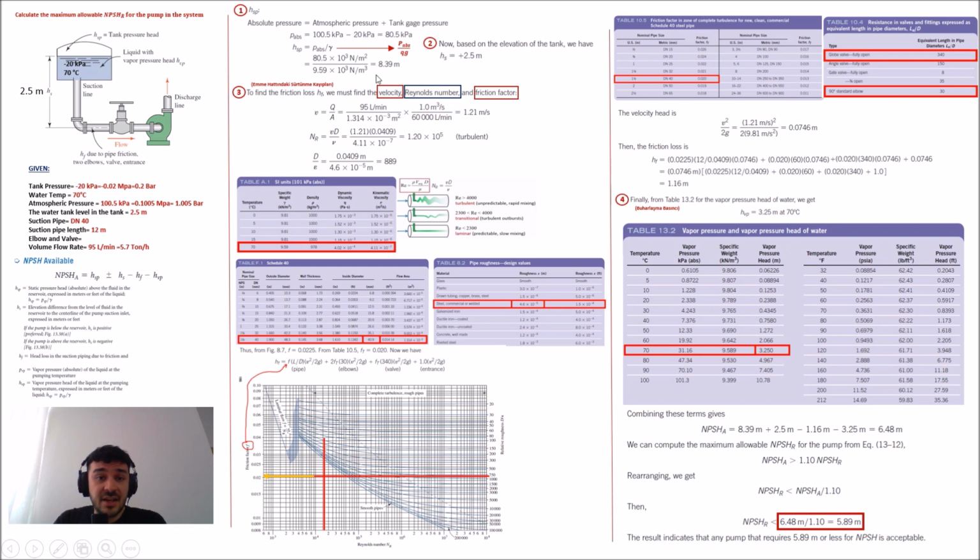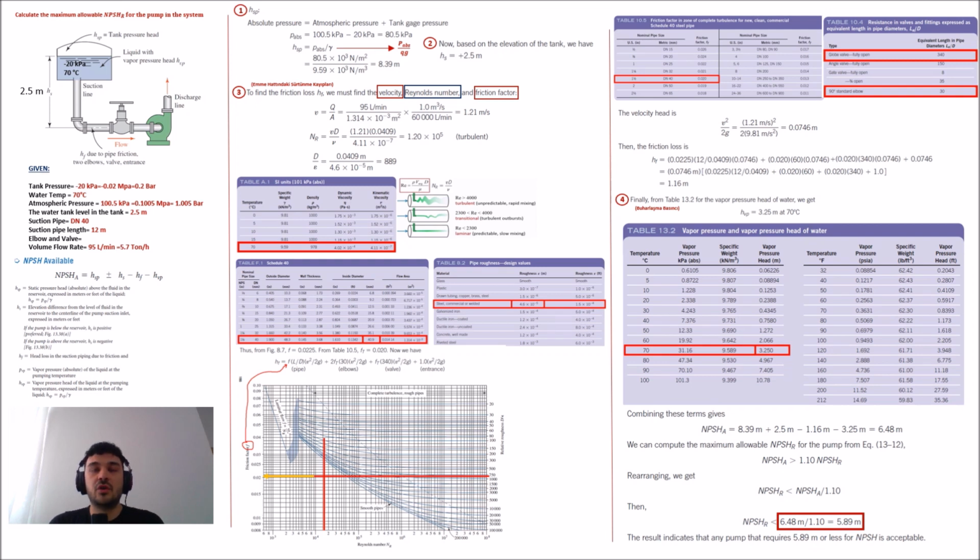And then finally we know the static head: 8.39 meter plus 2.5 meter from the elevation, minus this. What is the minus? This is the head loss. And what about the vapor pressure head? We select from the table 3.25 meter. What is the result? The result is 6.48 meter. And as a mechanical engineer, you have to know this information.